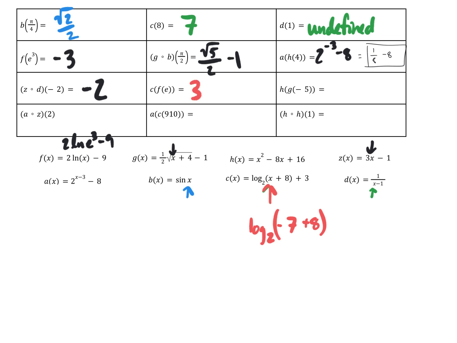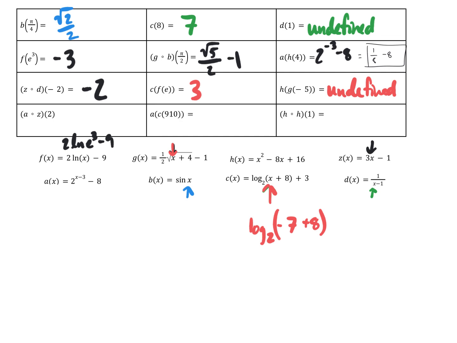G of negative 5 is undefined, because I can't put a negative number in here. I can't put negative 5 in there, because then I'll get square root of negative 1. That's undefined in the real numbers, so that doesn't work.